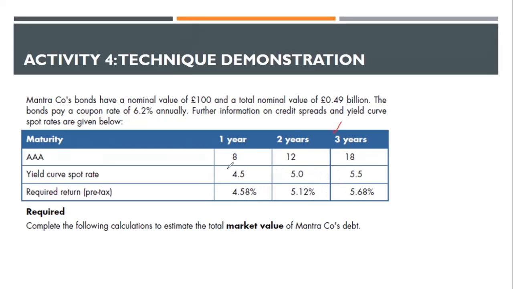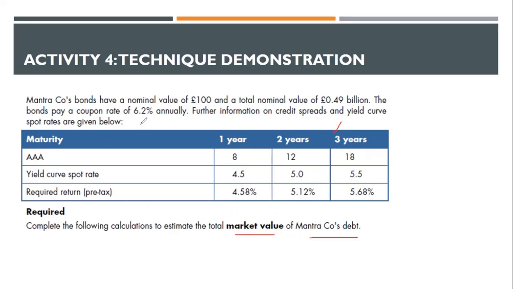See, for an AAA rating, the basis points are fewer for 1 year. But the same AAA company will have more basis points for 2 years, 12 basis points, because risk increases. And when the duration is 3 years, a further higher rate of return is given. Then the yield spot rates, the interest rates, are 4, 4.5 and 5.5. It says complete the following calculation to estimate the market value of Mantra company's debt. This is what we need to do.